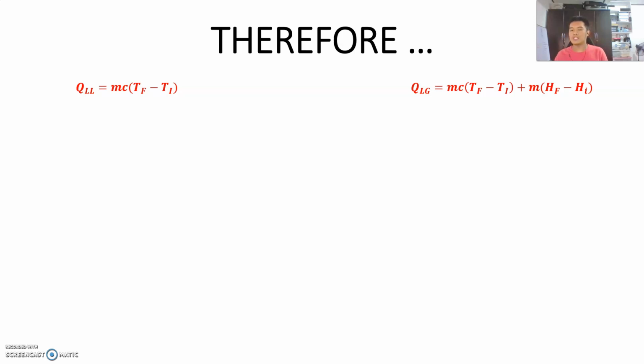Therefore, if this is the formula for liquid to liquid heat absorption, and this is the formula for liquid to gas heat absorption, this means qualitatively that the sensible heat absorbed by liquid to liquid must be less than the total heat absorbed when transforming liquid to gas, as shown in the formula. It's proven mathematically that the amount of heat needed to heat a substance without phase change is much less than the amount of heat needed to phase change a substance from solid to gas, solid to liquid, or liquid to gas.